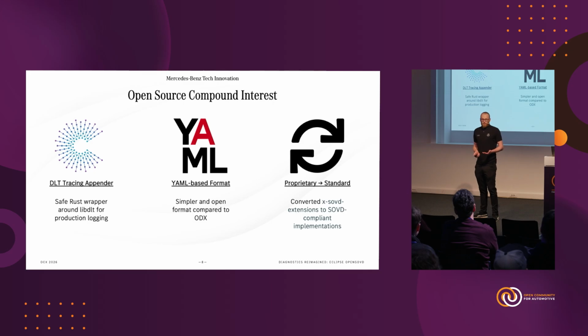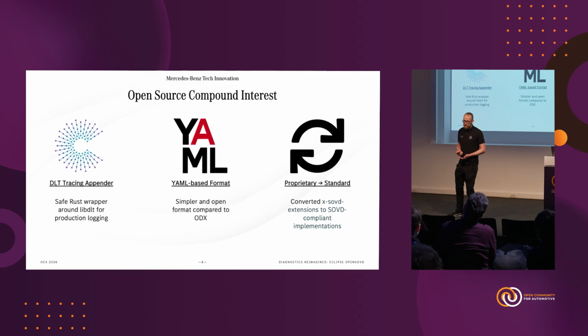The OpenSOVD project is heavily building on Rust, and the tracing framework that is part of the Tokio project is the de facto standard when it comes to tracing in Rust. So we wrote a wrapper for the DLT library that integrates directly into the tracing framework. In case you don't know, DLT is the de facto automotive standard when it comes to logging. DLT stands for Diagnostic Log and Trace. And there's a very commonly known implementation by COVESA that many companies are using.